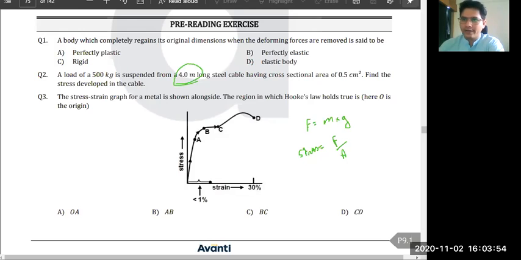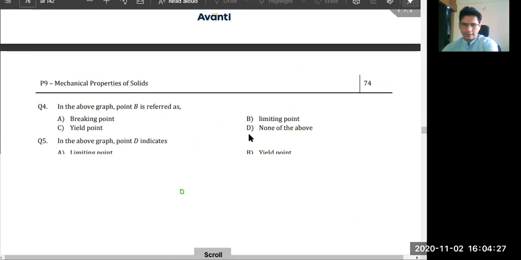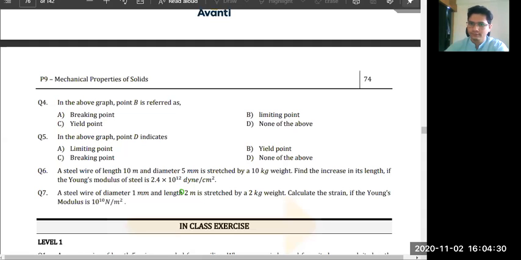Okay. Next. Third one. Tell me, guys. Third one. Stress strain curve is there. The region in which Hooke's law holds true. So we know that Hooke's law holds true in which region? Tell me. This is yes, very good, Akshay. Very good, Soumya. This is OA. Very good, right? Easy. Very good. Now fourth one. Very good, Vivek.